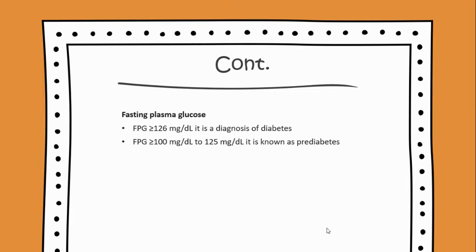Fasting plasma glucose. If FPG is greater than or equal to 126 milligrams per deciliter, it is a diagnosis of diabetes. If FPG is greater than or equal to 100 milligrams per deciliter to 125 milligrams per deciliter, it is known as prediabetes.